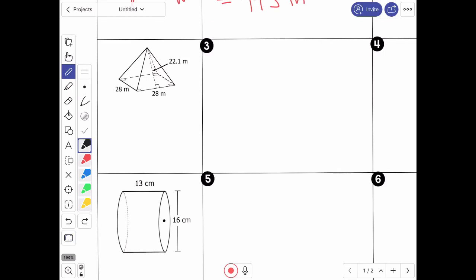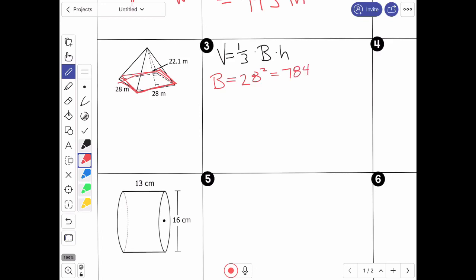In number 3, we have a square pyramid. So the volume for any type of pyramid is always going to be 1/3 times base area times the height. So my base is this square on the bottom. So my base is going to be 28 times 28, or 28 squared, which is 784.